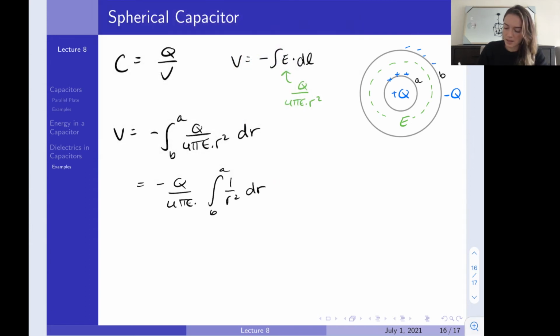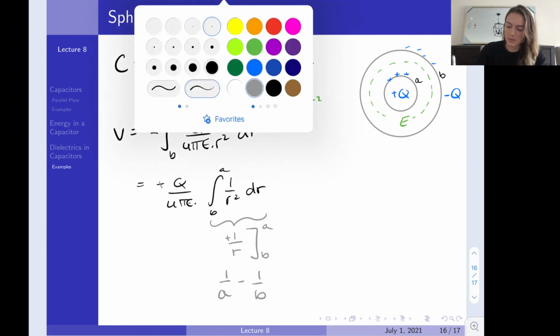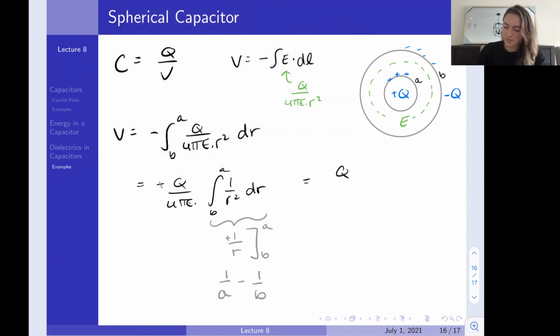This integral, I know, is going to become a negative 1 over r, right? So I can cancel out my negatives here, since I've got two negatives there. And this is being evaluated from b to a, so that is equal to 1 over a minus 1 over b. Now I can plug everything back in. So this comes out to Q over 4 pi epsilon naught, times 1 over a minus 1 over b.